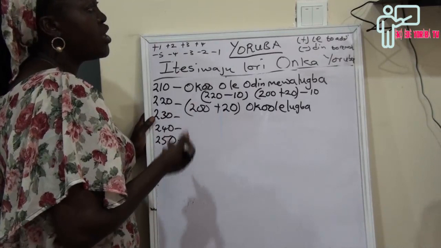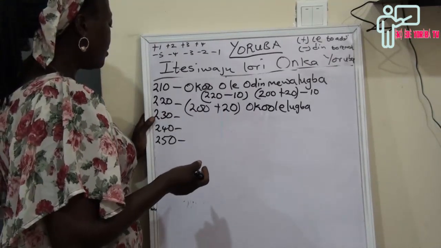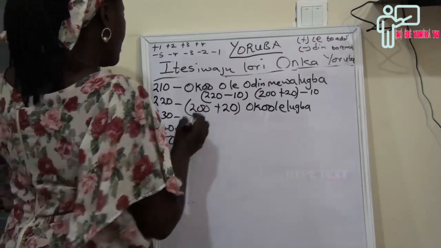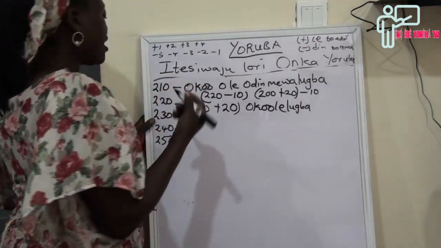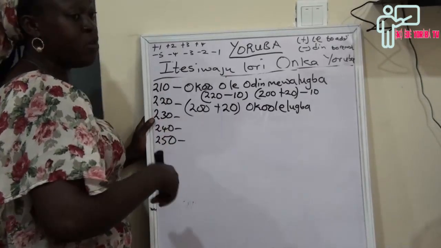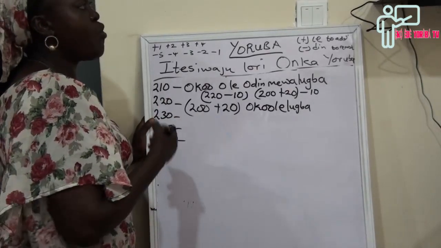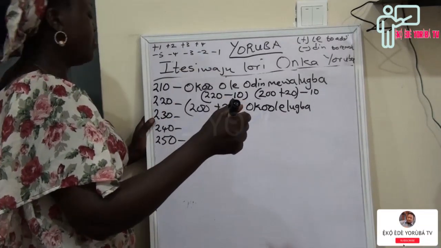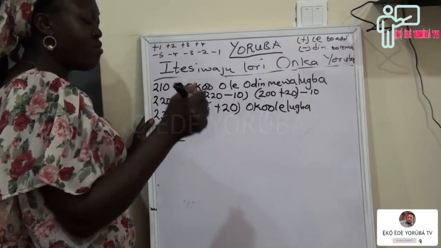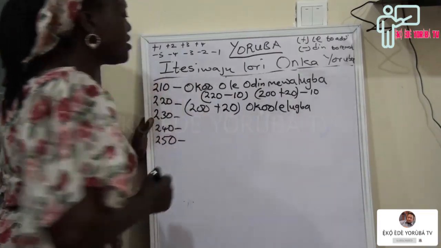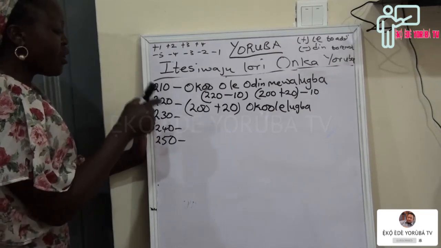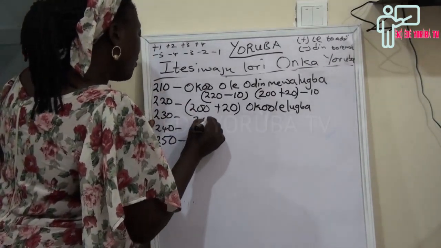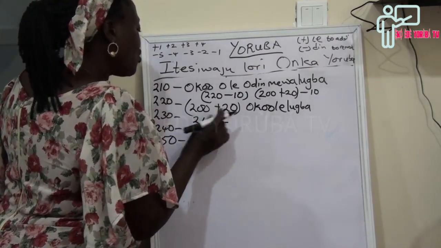So 200, this is 200, taught us before is ọgbọ̀n. How do we write it? Sometimes you can say ọgbọ̀nlélúgba, but if you want to write it, you now say òjìlélúgba ó dín mẹ́wàá. What is that òjì? That is ogójì. That is 240. My 240.